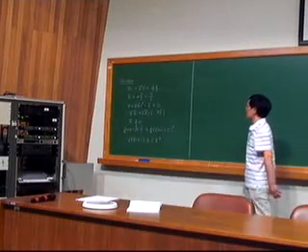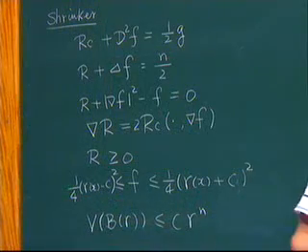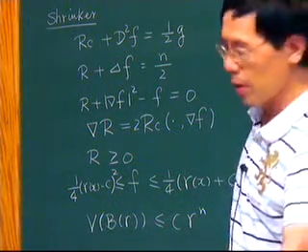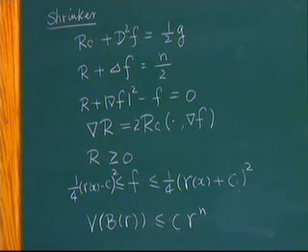Some formulas. We were actual basic formulas we will use in the proof. Today I will give the proof of the classification of three-dimensional shrinking soliton. I mean gradient soliton, shrinker.